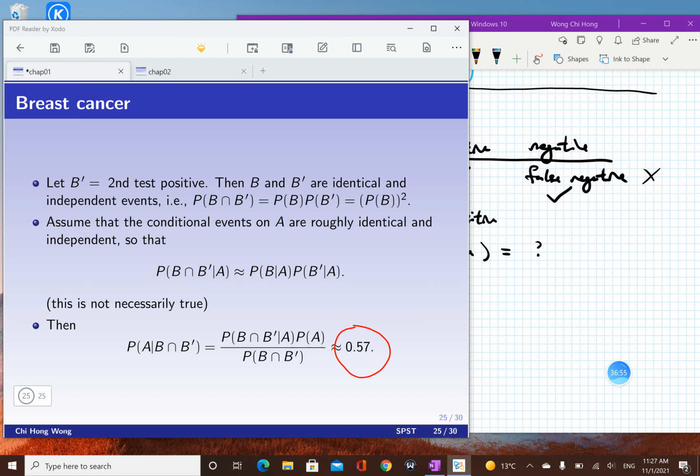But if you keep getting positive results, then you know that the chance of you actually having the disease is getting higher and higher. Don't worry too much about these calculations. They're based on a lot of assumptions, so it's not necessarily exact, just roughly speaking something like this. If you have two positive results, what's the chance that you're actually having the disease? It's getting higher and higher, as you would expect.